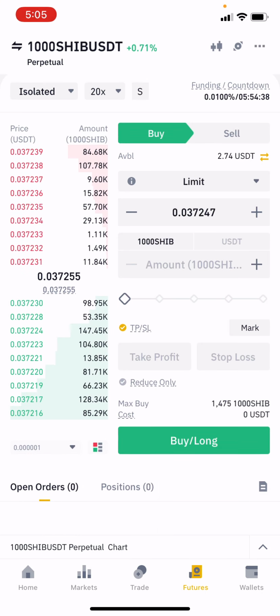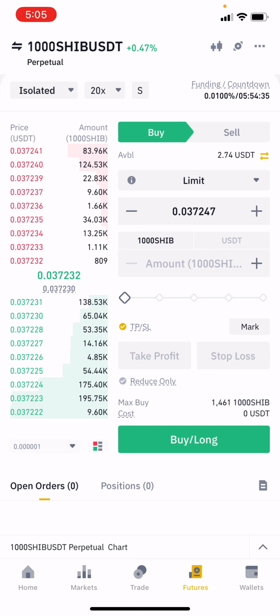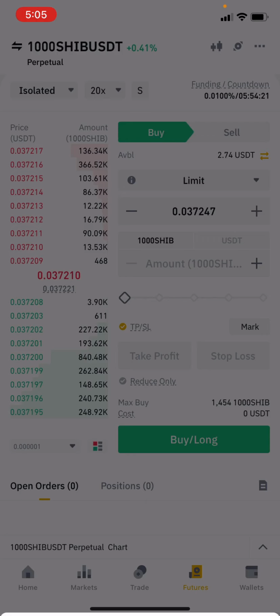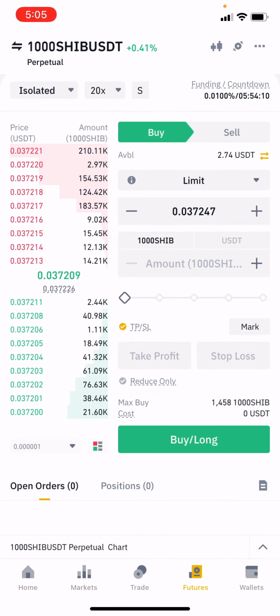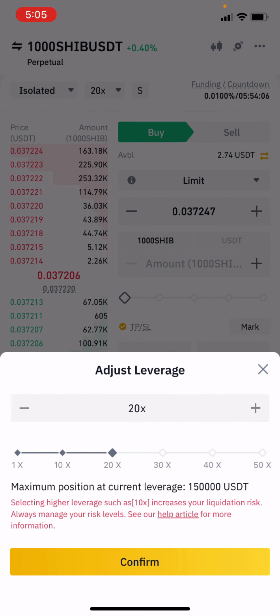Alright. We were on Shiba. So now up, you see where there's isolated. When you open it, sometimes you see cross, sometimes you see isolated. Make sure it is on isolated. Click on confirm. Then there's something called leverage. This is your leverage.